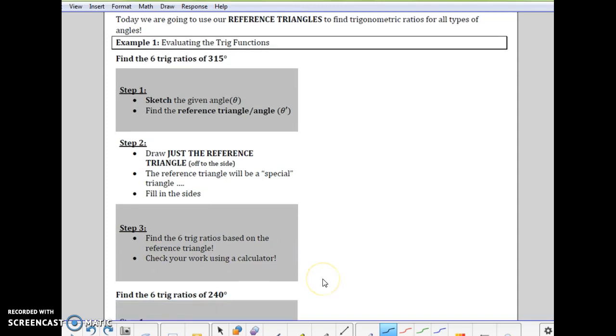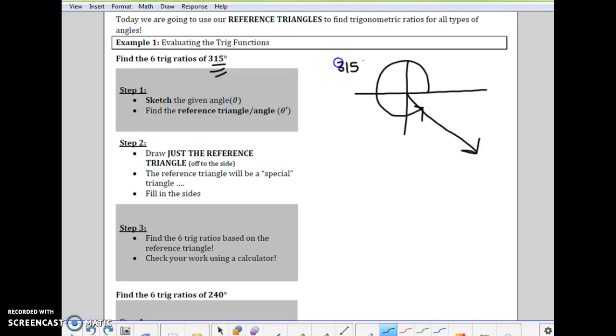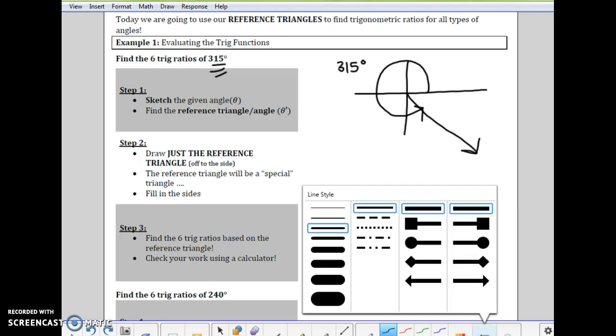This is your first example in your notes. It says, find the 6 trig ratios of 315 degrees. We're going to do this without a calculator, and we're going to do it with a little sketch. So first step, we're going to sketch our theta. And 315 degrees, on the unit circle, hopefully you're memorizing that, should be about right here. So that's my 315 degrees, that is my theta.